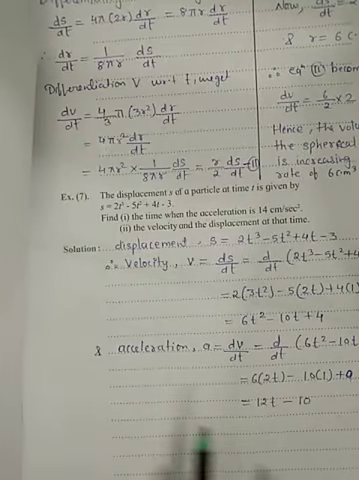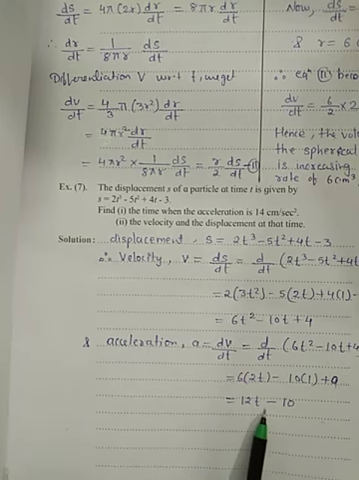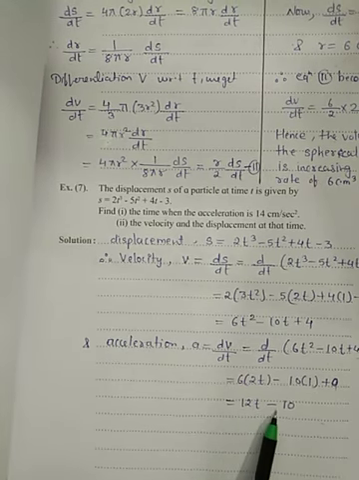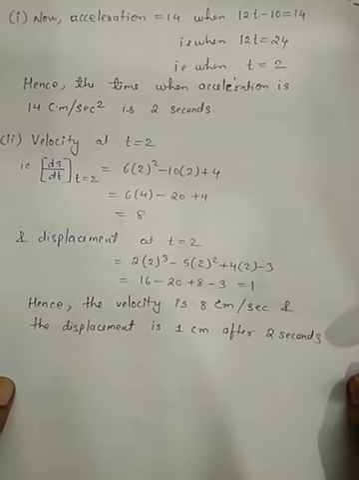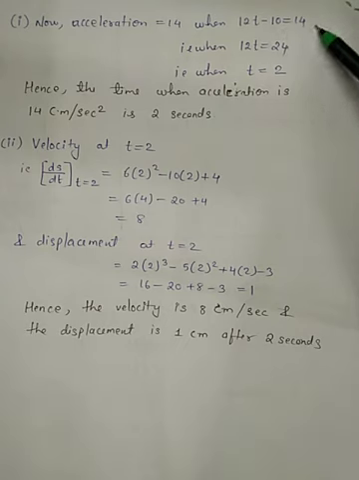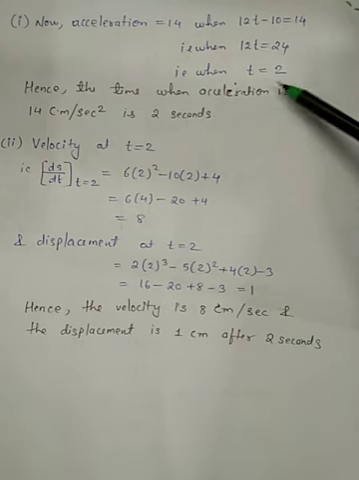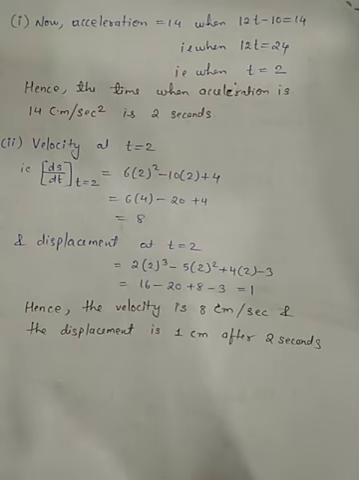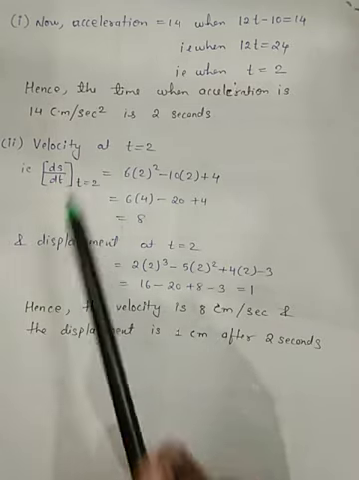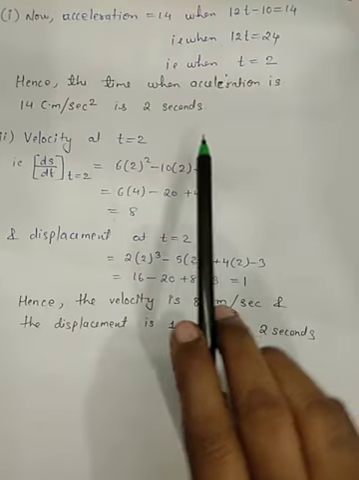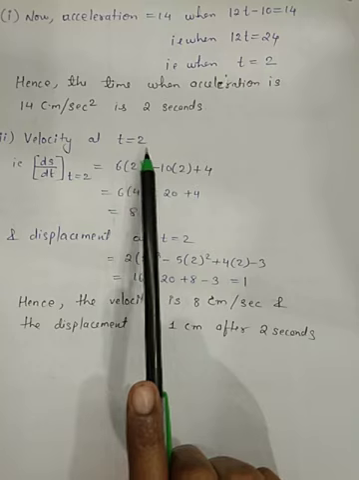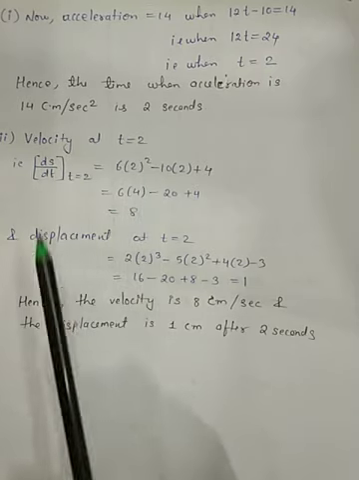Now put acceleration equal to 14, that is 12t minus 10 equal to 14. That means 12t equals 24, and t equals 2. Hence the time when acceleration is 14 centimeter per second square is 2 seconds. Now at that time t, we will find the corresponding velocity and displacement.